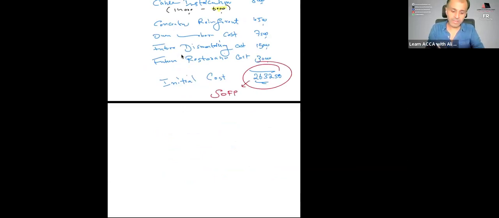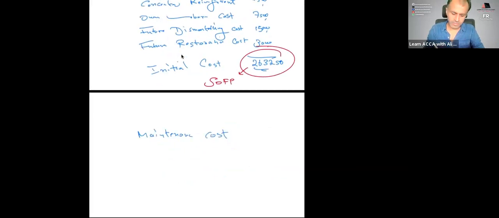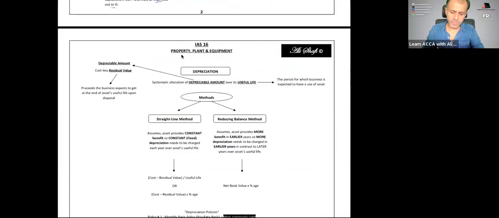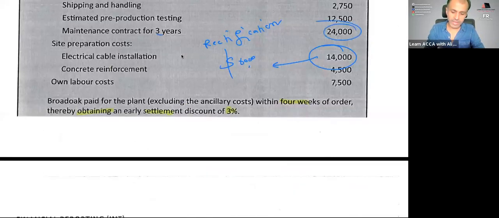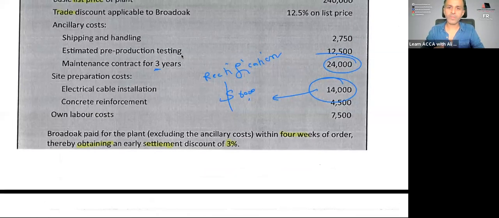But now we can go and make the list of those costs that are not going to be capitalized, rather they will be expensed. The first one on the top of the list will be the maintenance cost. What was the maintenance cost? The maintenance cost was 24,000. And for 3 years it was.